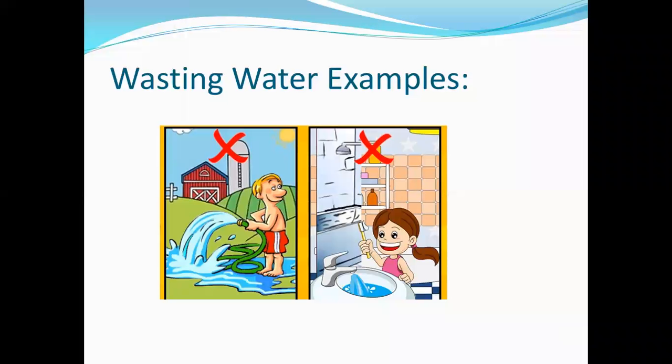Now we are going to look at some examples of wasting water. Look at picture number 1. Look at the man. He's washing something by using a hose pipe. And this hose pipe is wasting too much water. Okay? So the man here has to use a bucket of water to wash the thing that he is washing. Okay? And picture number 2, what is wrong with picture number 2?